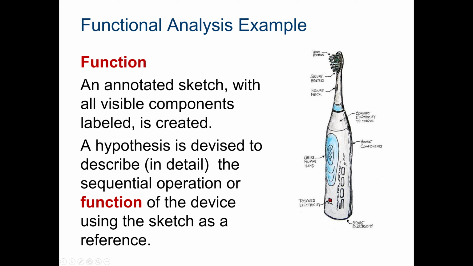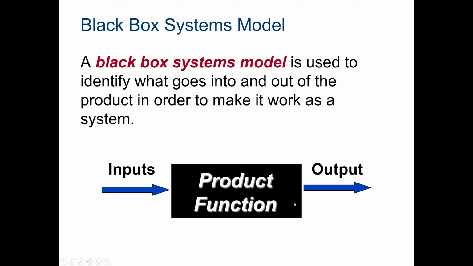Here's the head, it rotates. Because I can't see this, I'm not going to have the object in front of me, I need this sketch to be very, very detailed. So a secure neck, there's grips for the human hand, this toggles the electricity, here it stores electricity, maybe there's a battery underneath here, there's components inside that I can't see. It converts electricity to torque, torque being rotational force. So this is a hypothesis, and we devised that to describe in detail the sequential order of operations or the function of the device using a sketch.